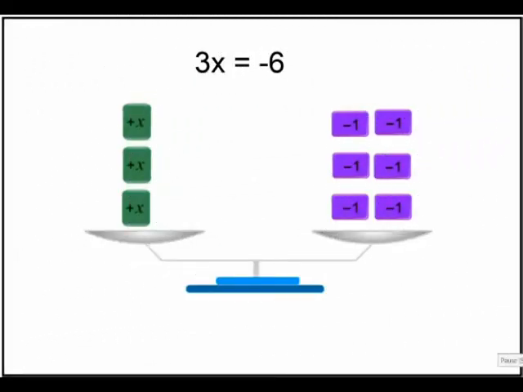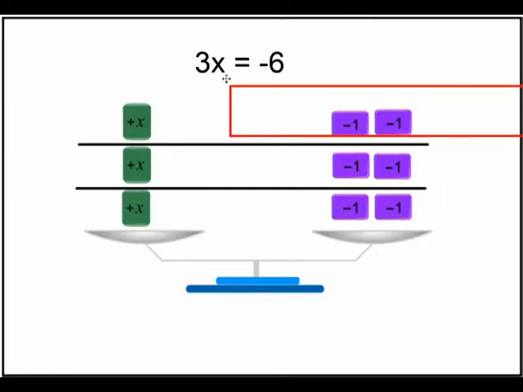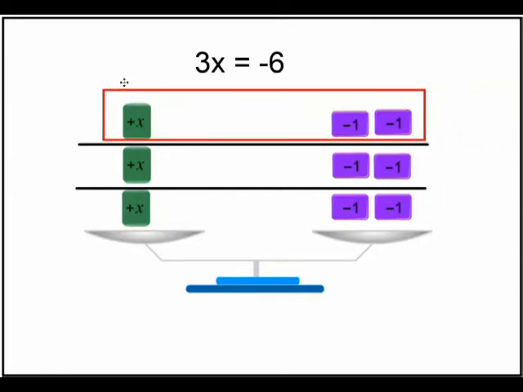In this equation we have more than one x. We have 3x equals negative 6. When you have more than one x, you will need to divide both sides of the equation. Because we have 3x, we're going to divide into 3 groups. And when we look at one of those groups, we can see that x equals negative 2.